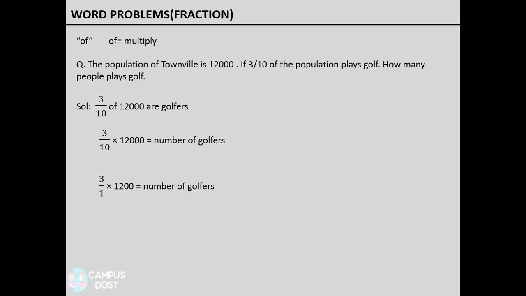So let's first rewrite 12,000 as the fraction 12,000 over 1. And from here, we can cross simplify 10 and 12,000 by dividing each number by 10 to get 1 and 1200. Then we multiply the numerators and the denominators to get 3600. So there are 3600 people in Townville who golf.